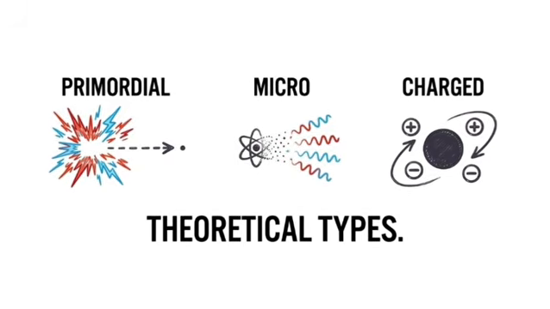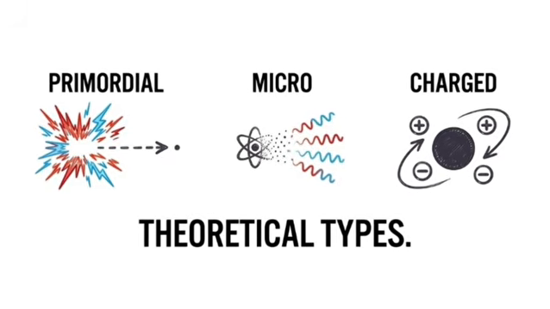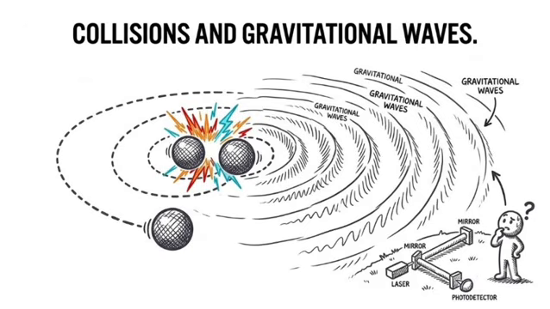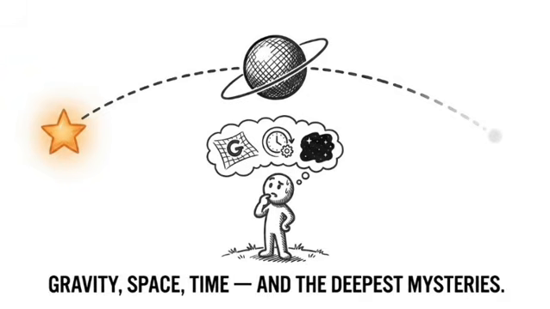Scientists have also proposed theoretical types, including primordial black holes that may have formed after the Big Bang, microscopic black holes that could exist only for an instant, and charged black holes that exist mainly in mathematical models. Black holes can also orbit each other, merging in spectacular collisions that produce gravitational waves detected here on Earth. Over incredibly long periods, they may slowly lose energy through Hawking radiation and eventually evaporate. From their birth in dying stars to their possible disappearance trillions of years in the future, black holes help scientists explore gravity, space, time, and the deepest mysteries of the universe.